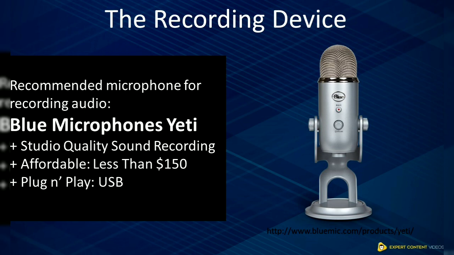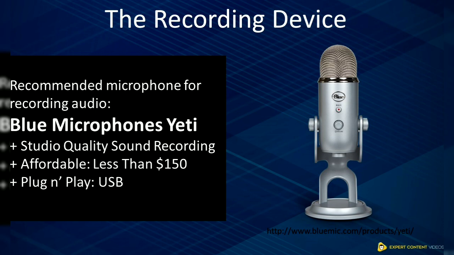Don't fret, however. There are actually very affordable microphones that produce very high-quality sound. One such example is the Blue Microphones Yeti. This is because it has studio-quality sound recording, which is a big plus if you want high-quality audio. It's also very affordable. You can get this online for lower than $150. The third is also the biggest advantage: its plug-and-play properties. You just simply plug into any USB port on your computer, do some simple settings, and you're ready to record.